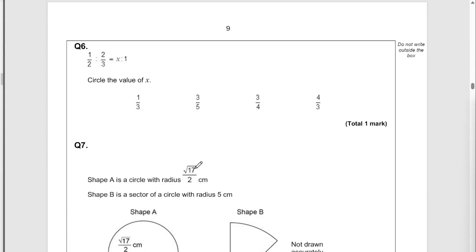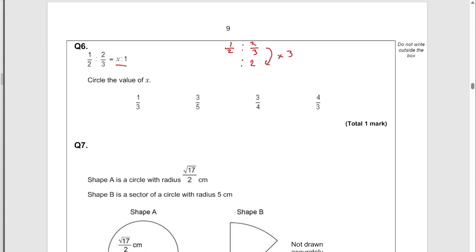So question 6, circle the value of X. If I start with the ratio of 1 half to 2 thirds, and I want to get it into the form X to 1, so I eventually want a 1 on the right hand side, I'm going to times both parts by 3 to start with.